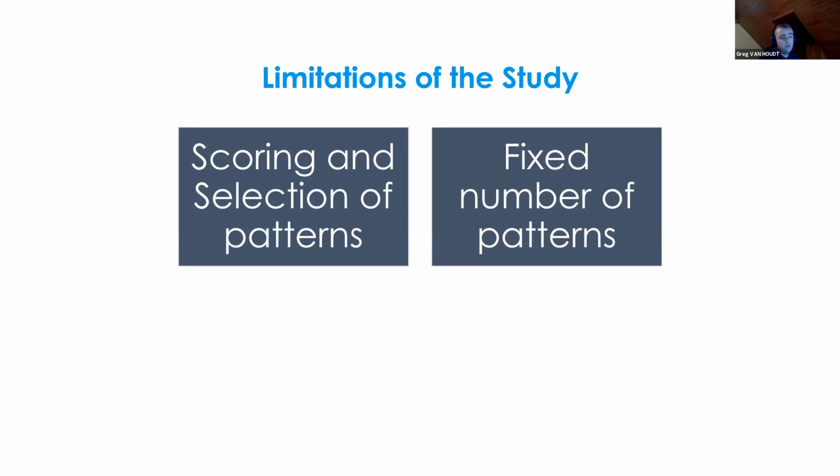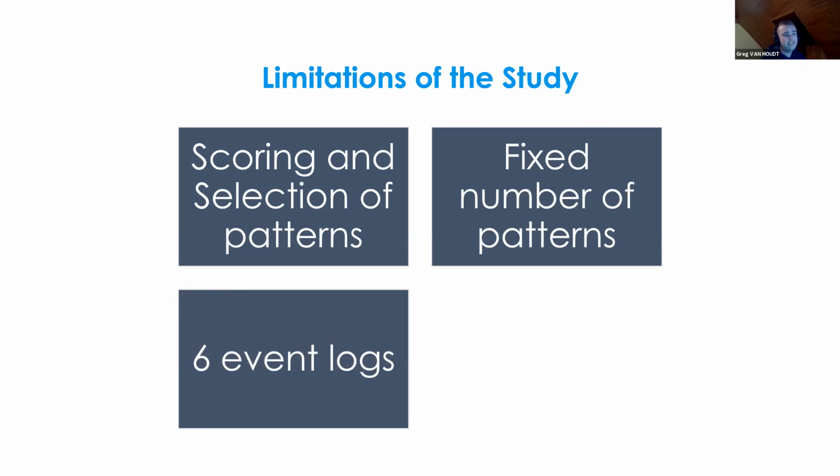Next, we have used a fixed number of patterns. Increasing it from 3 to 5, 10, or 20 could potentially have a positive impact on the complexity, but also potentially a negative impact on fitness and precision.